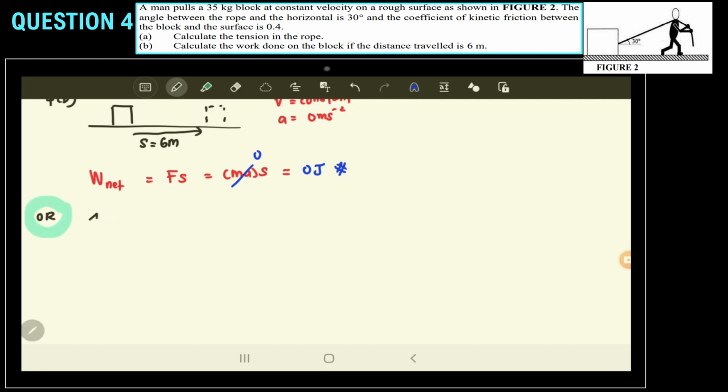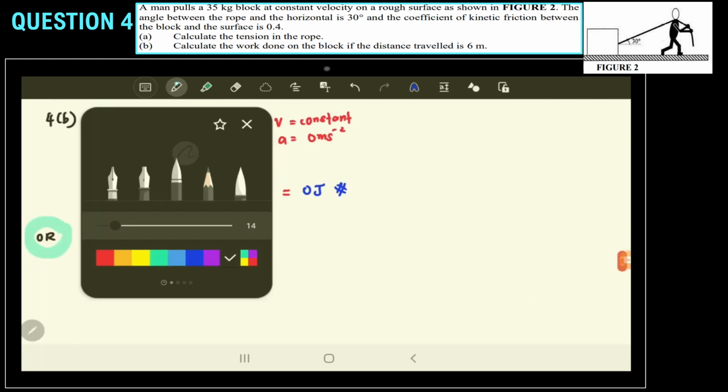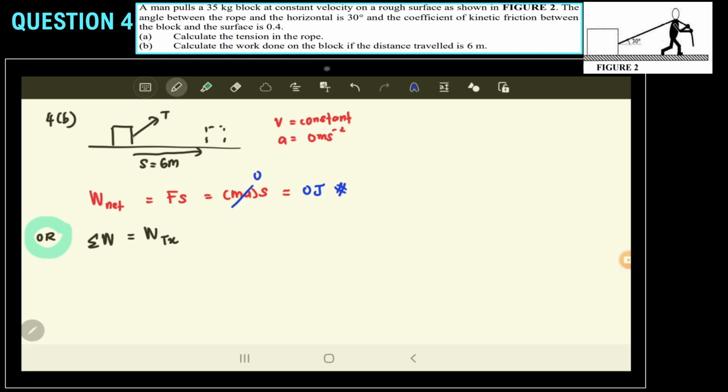Okay, so total work done on the block is equal to work done by the tension on the block. So I put as Tx. Kenapa saya letak Tx? Okay, so look at the free body diagram here. Okay, because we have T here and we do have Tx and Ty. Okay, so since the direction of s is to the right, and Tx is to the right, so the angle between Tx and s is 0 degree angle. Okay, so they are same direction.